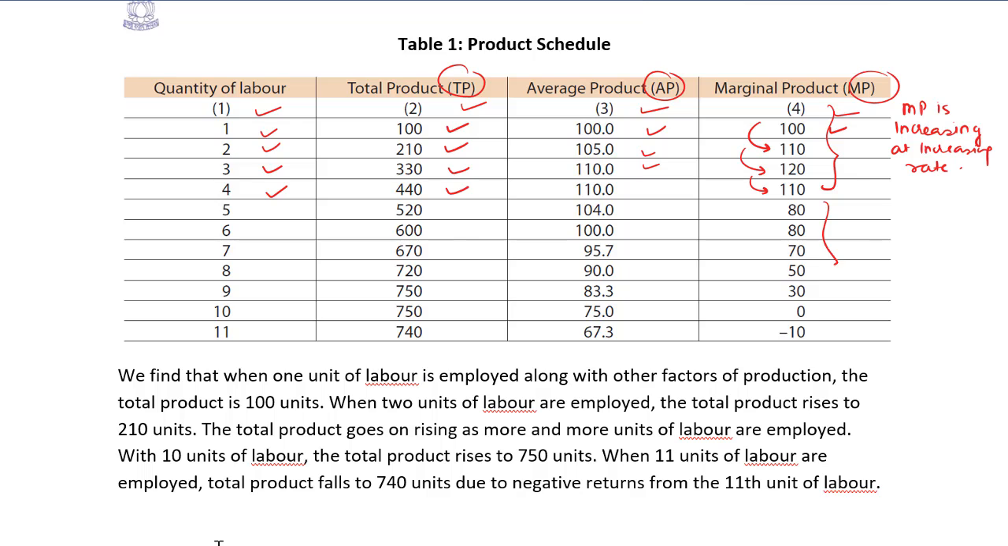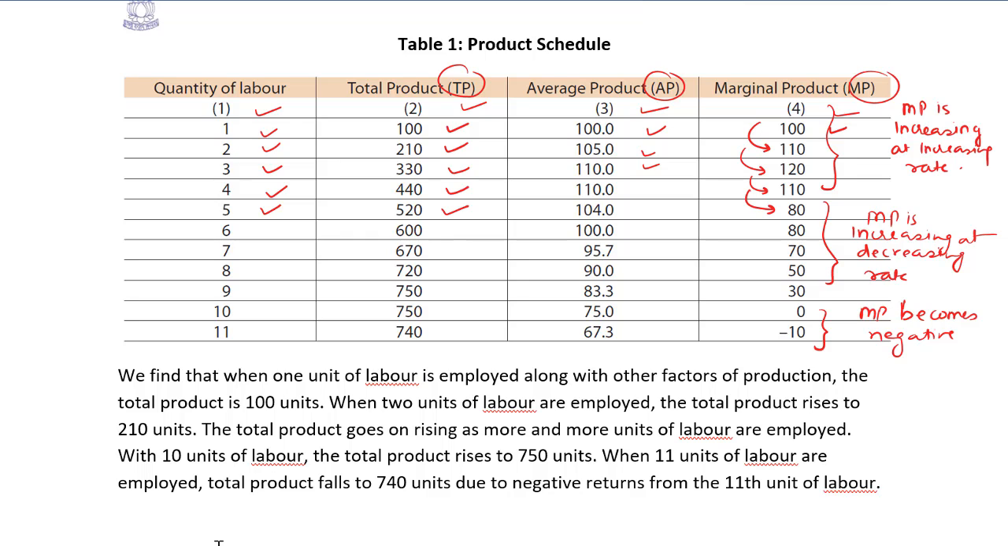This is stage 1, this is stage 2, and at last this is stage 3. So over here marginal product is increasing at a decreasing rate, and over here marginal product becomes negative. At the fifth unit of labor, you can see the total product is 520. Marginal product is increasing but at a decreasing rate.